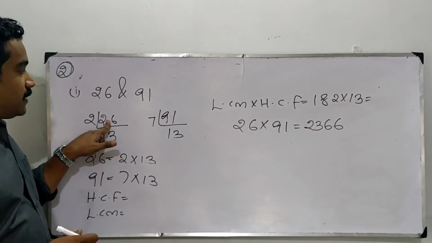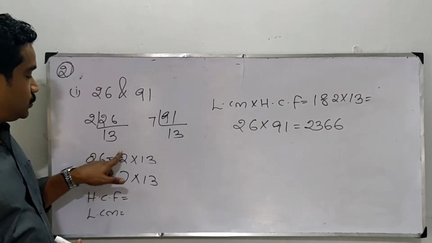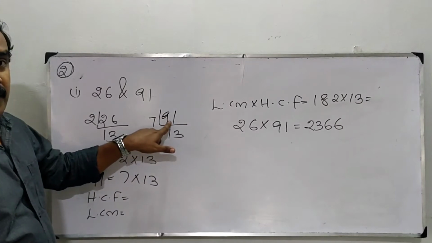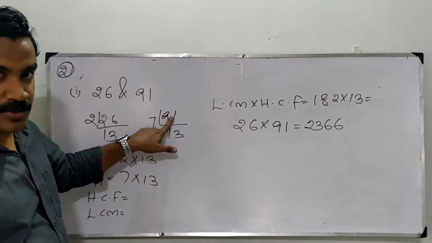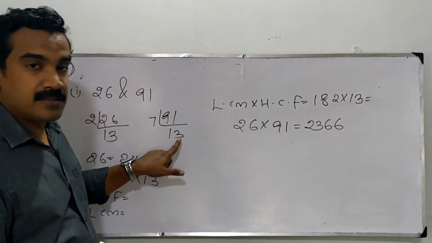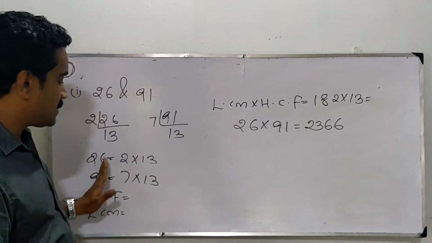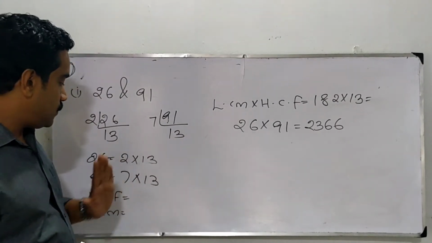So 26, divide 26 with 2, you will get 13. So you can write 26 equals 2 into 13. Then express 91 as the product of primes. 91, here we are dividing with 7, 13 times. This 13 is a prime number, so we can stop here. So we are expressing 91 as 7 into 13.